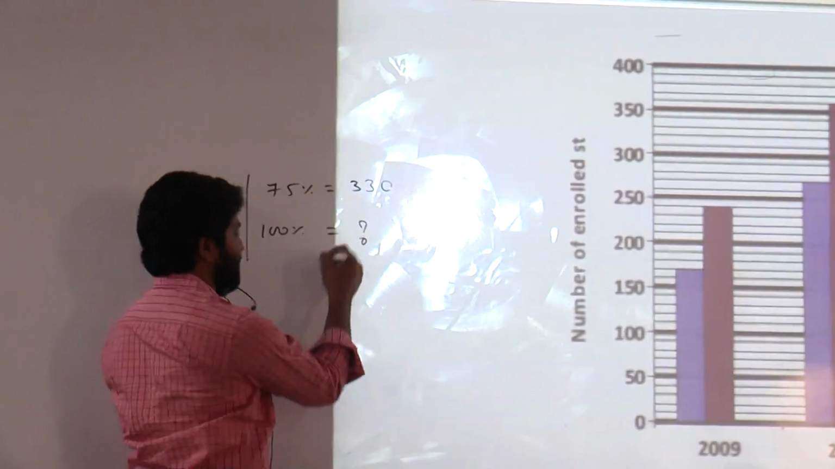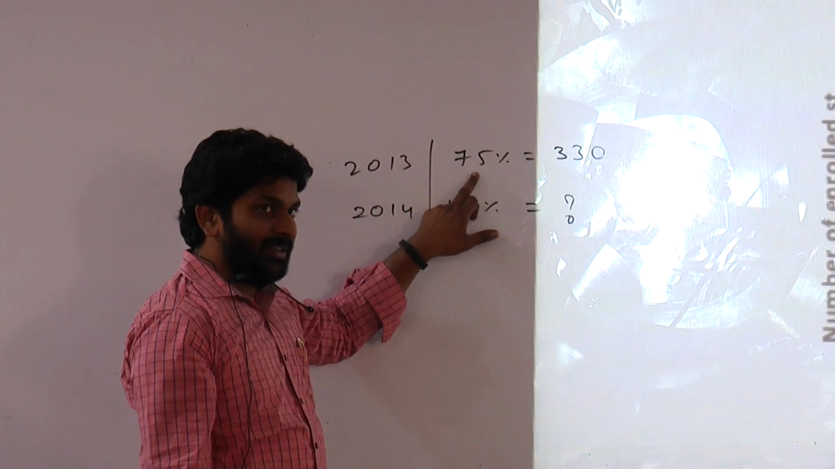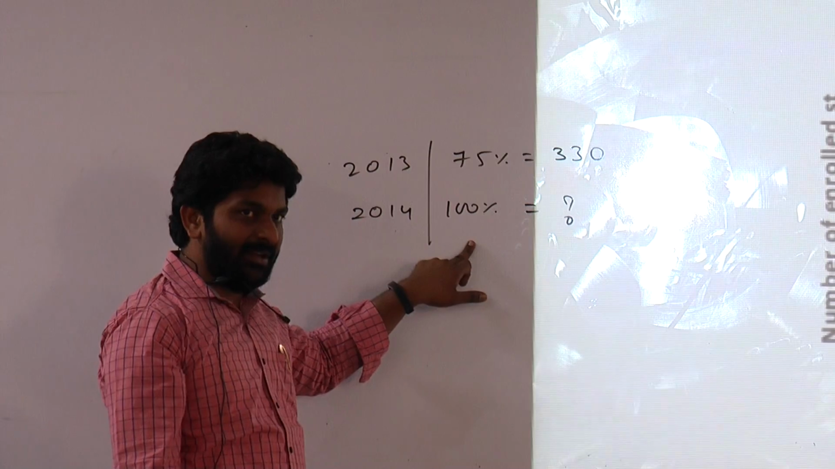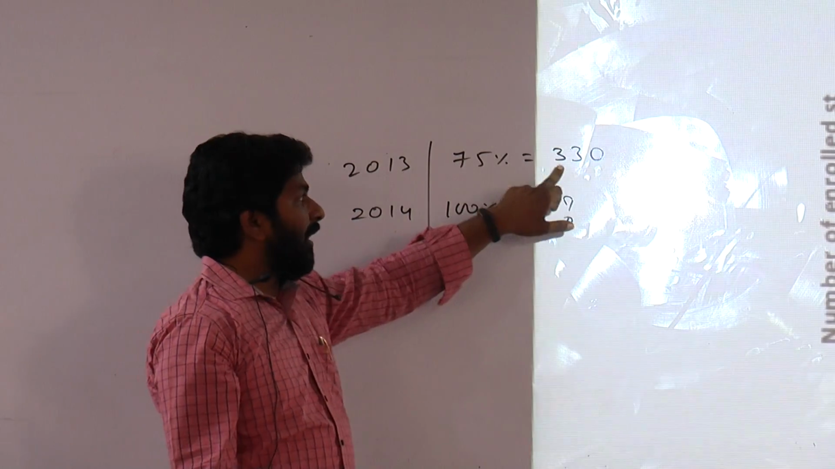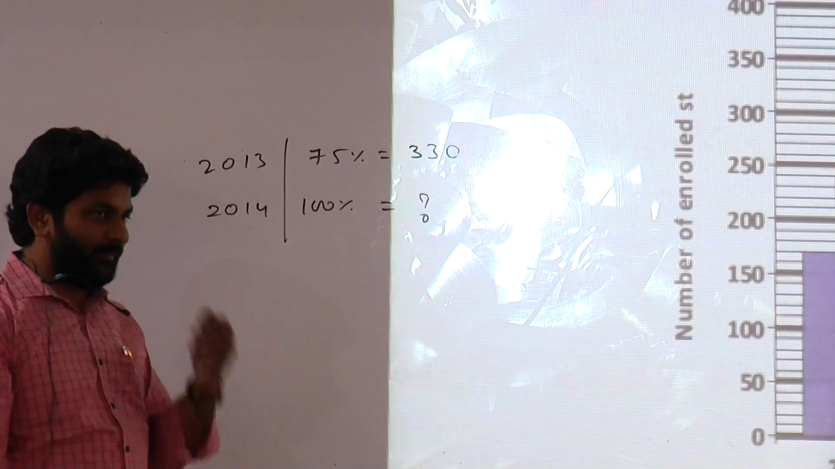You are asked about 100%, how much is that? You need to add 1/3 of this number. 1/3 of this number is 25%. Add 1/3 here, you will get 100. 1/3 of this number is 110. Add 110 here, you will get 440.